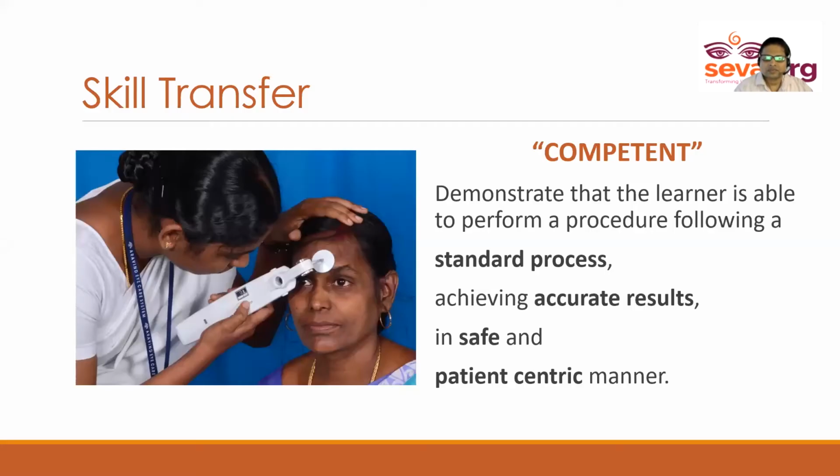When I say an allied ophthalmic personnel, it could be a refractionist, it could be a theater assistant, it could be an ophthalmic assistant, vision technician, so many names, so many roles. But when I have to say this person is competent, he or she must be able to demonstrate that the learner is able to perform that procedure. Let's say here, perform Perkins tonometer following a standard process.